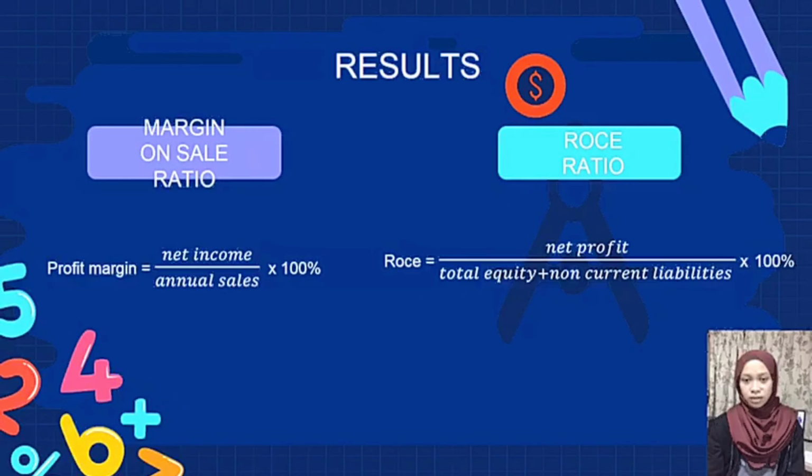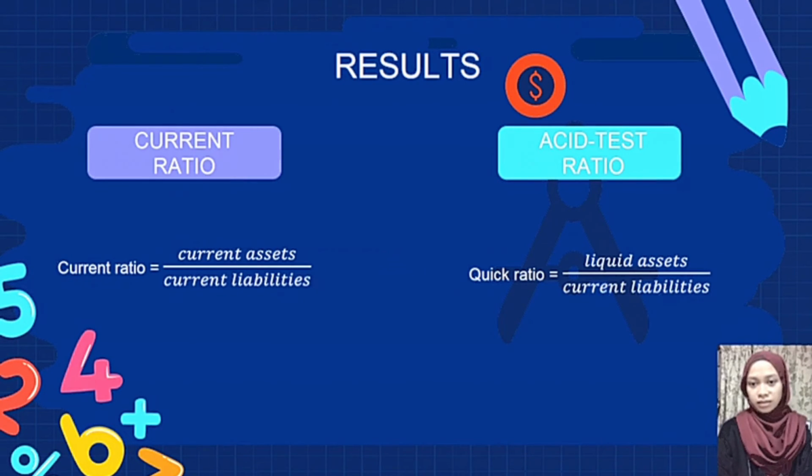For the results in margin on sales, we use the profit margin formula to find the ratio, which is net income over the annual sales times 100%. Then gross ratio is net profit over total equity plus non-current liabilities times 100%. The third one is current ratio, which is current assets over current liabilities. And the last one, in acid test ratio, we use the quick ratio formula, which is liquid assets over current liabilities.